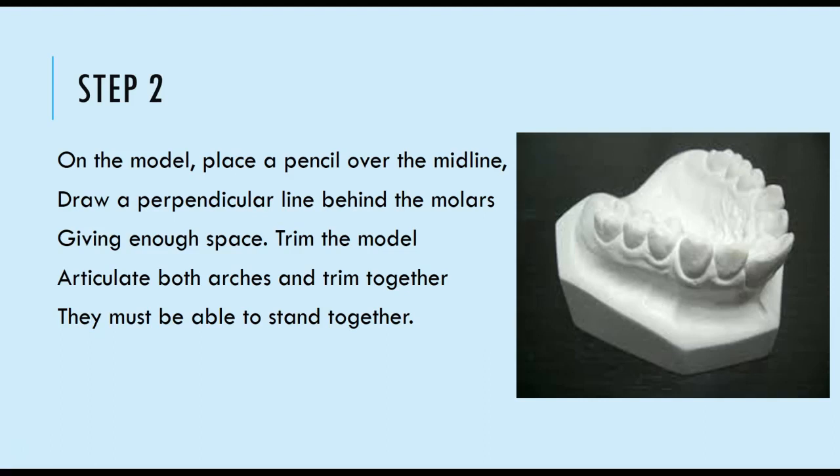Step 2. Once we put that pencil line, which is perpendicular behind the molars, and we give ourselves enough space, then trim that model. After the model's been trimmed with a straight parallel line, we'll articulate both the models and trim them together. And ideally, we want them to stand up straight on their sides.